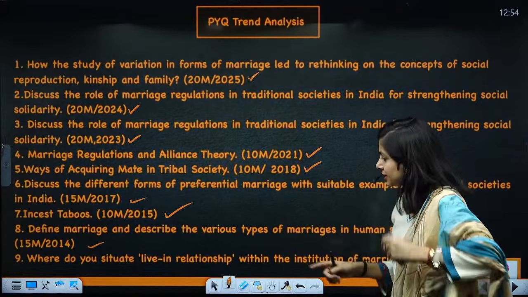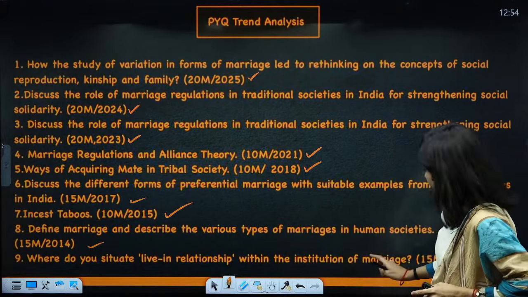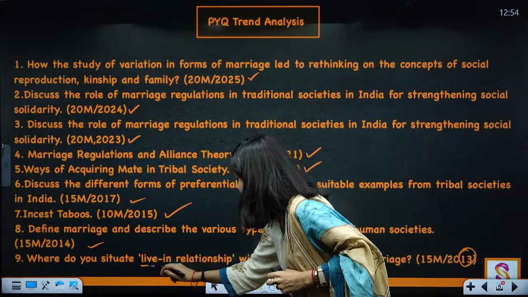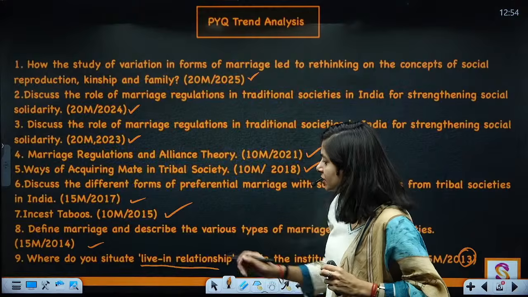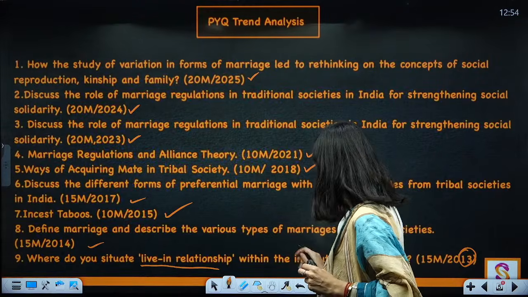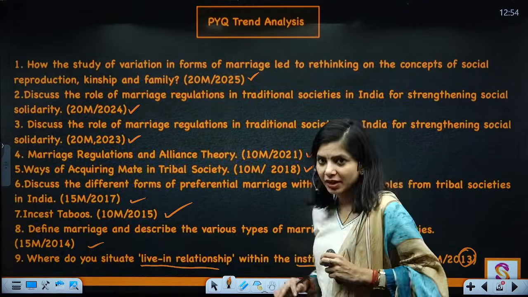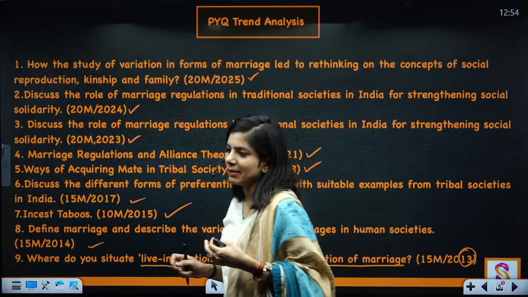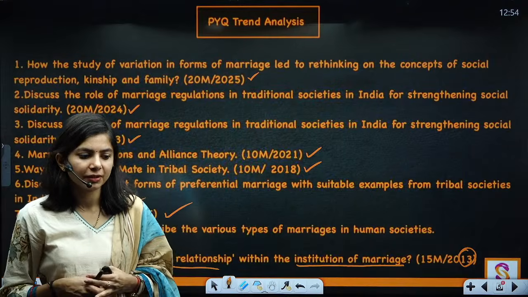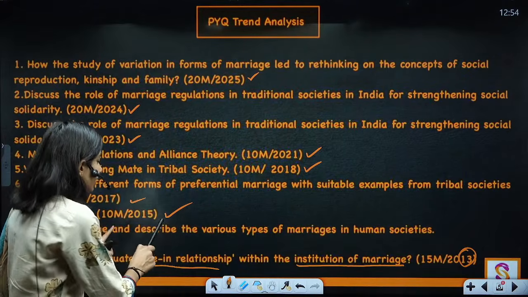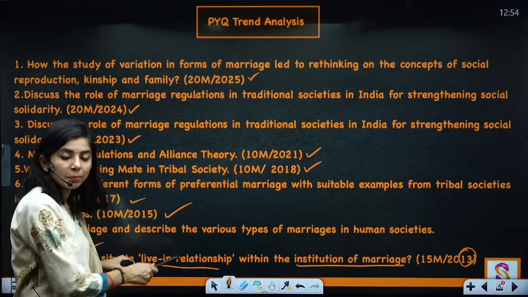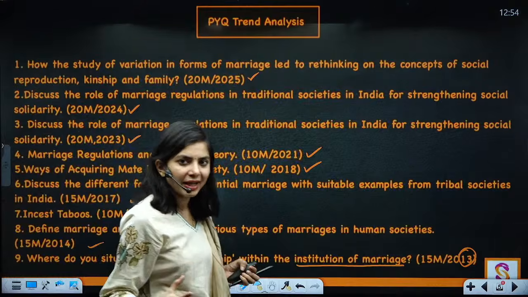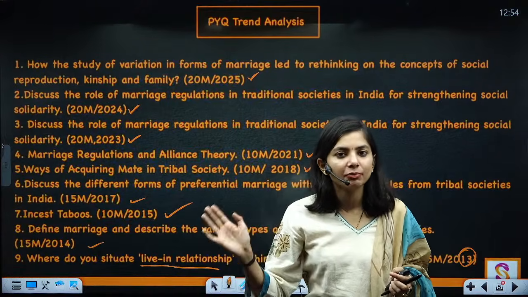Now first see from here. In 2013 they asked about the live-in relationship. The question was, where do you situate live-in relationship within the institution of marriage? Now you would say, ma'am, live-in relationship is a current topic. But try to understand, they are not asking about the current topic, they are asking about the static part. There are different types of marriages, especially we have 8 types of marriages.